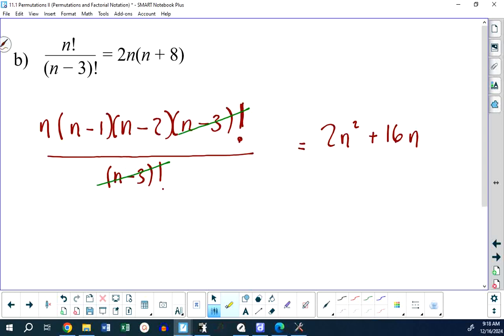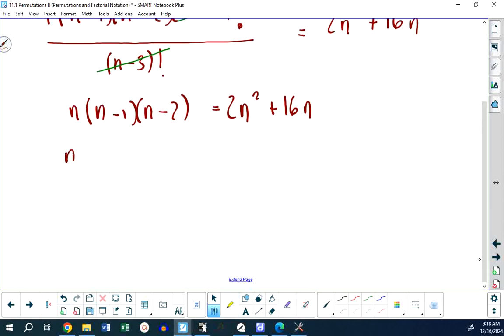And we'll be in more comfortable territory in that the equation we now have does not have factorials. So what do I have? I have n times n minus 1 times n minus 2 equals 2n squared plus 16n. It's looking as though, unfortunately, we're going to get a cubic polynomial function. But I'm going to show you how we can cheat the system here, okay? Because we know the solution must be a whole number. We can use our calculator.